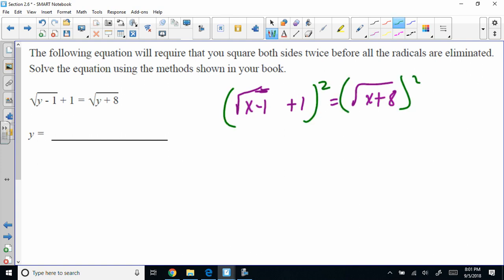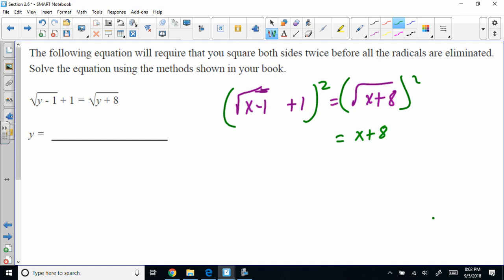Now, the right side becomes a piece of cake. That's just x plus 8, right? Now, the left side of this is where you want to use that perfect square trinomial expansion because it's going to save your life. Do you understand what I'm talking about? The a squared plus 2ab plus b squared, right? But this is a binomial. I've got two things I'm squaring here, right?